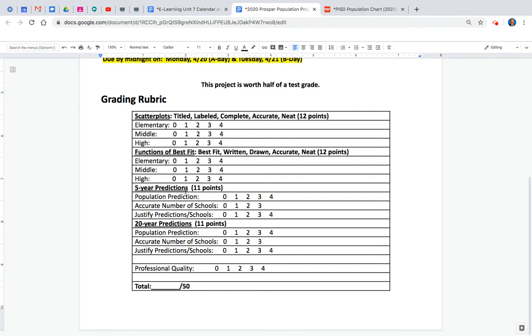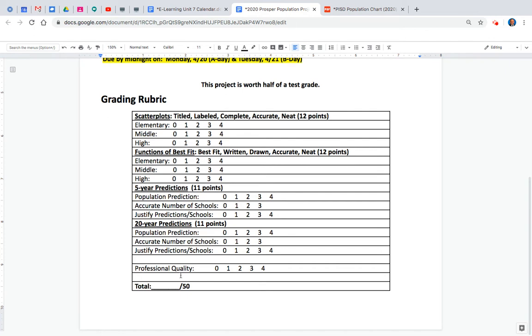The 5-year predictions, did you predict the population? Were you accurate with the number of schools? Did you justify your predictions? And then the population prediction for 20 years, were you accurate with those number of schools? And did you justify? Did you give enough evidence and proof of why your predictions were correct?